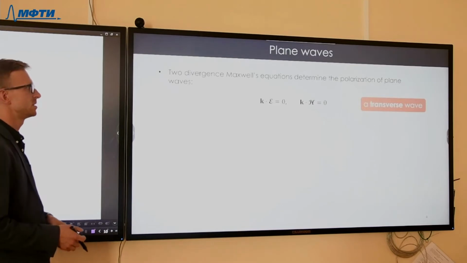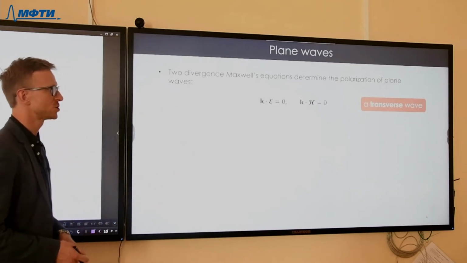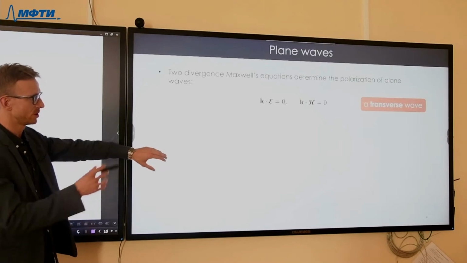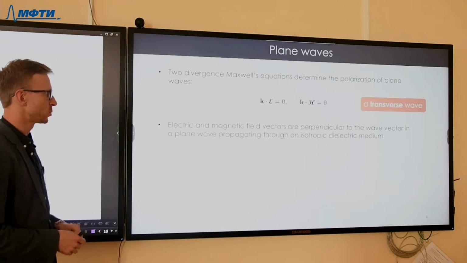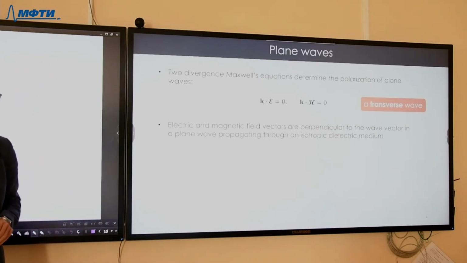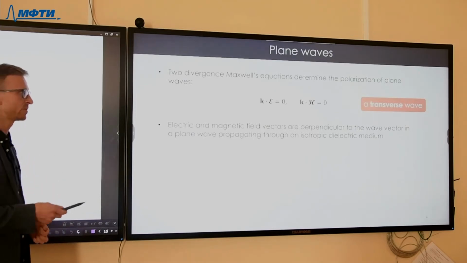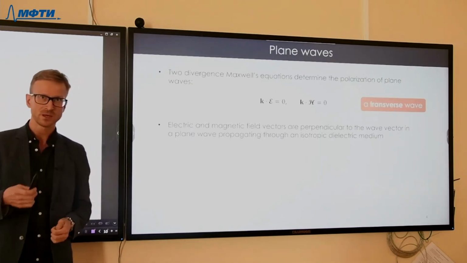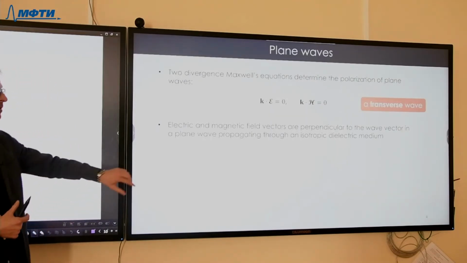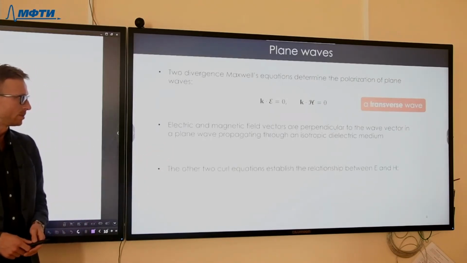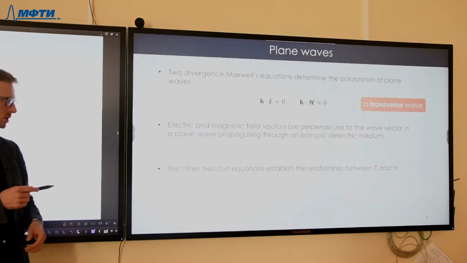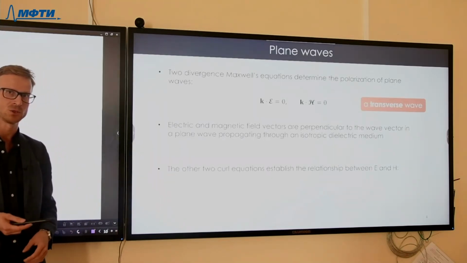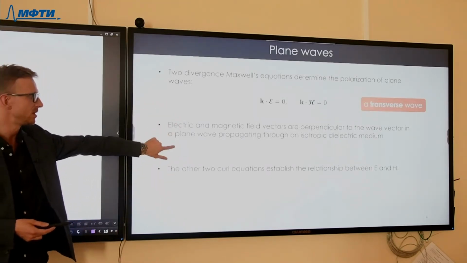But still, that doesn't tell us any relationship between E and H, and we're gonna learn the mutual relationship between E and H soon. Okay, so once again, the electric and magnetic fields are perpendicular to the wave vector in a homogeneous plane wave. This is called a homogeneous plane wave, a plane wave that has a real-valued k and electric and magnetic fields that are perpendicular to this k. But we also have the other two curl Maxwell's equations, and now with use of these curl Maxwell's equations, we can finally determine the relationship between E and H.